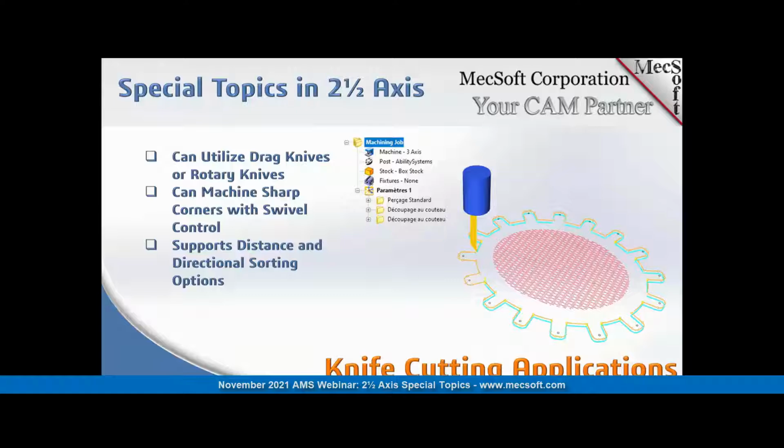You can machine sharp corners with a swivel control, where it actually retracts and enters the material in just a small swivel height to allow that drag knife to swivel around and drag behind the spindle. Also, it supports all of the standard sorting controls that we have in our 2-axis operations, distance sorting, directional sorting, etc. Joe?